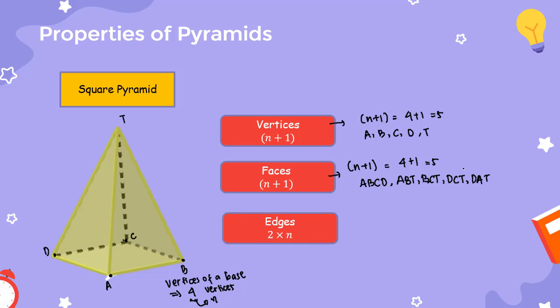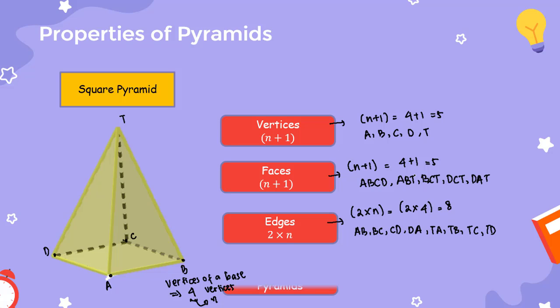And then the next one, edges. To find the edges, we can use the formula 2 times n. 2 times 4 is equal to 8. Now let's mention all the edges of a square pyramid: AB, BC, CD, DA, TA, TB, TC, and TD. So there are 8 edges.